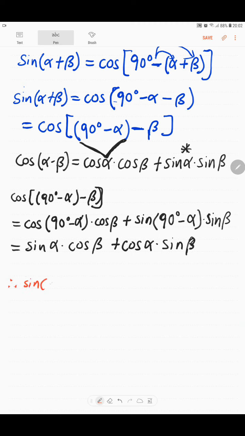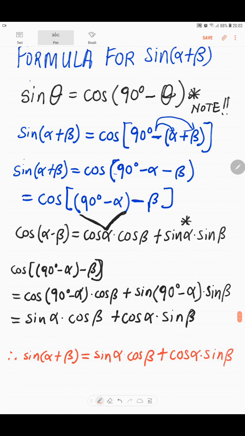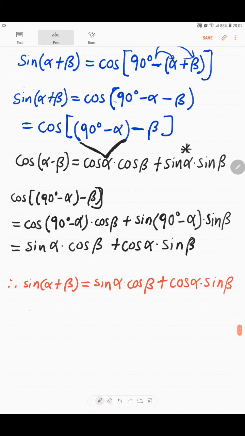And then we say, therefore, sine alpha plus beta is equal to sine alpha by cos beta plus cos alpha by sine beta. And I hope that this was enjoyable because I really enjoyed it myself. And in the next video we will be deriving the formula for sine alpha minus beta.